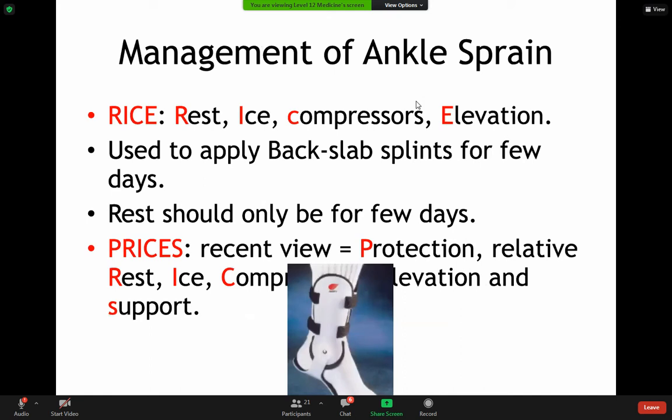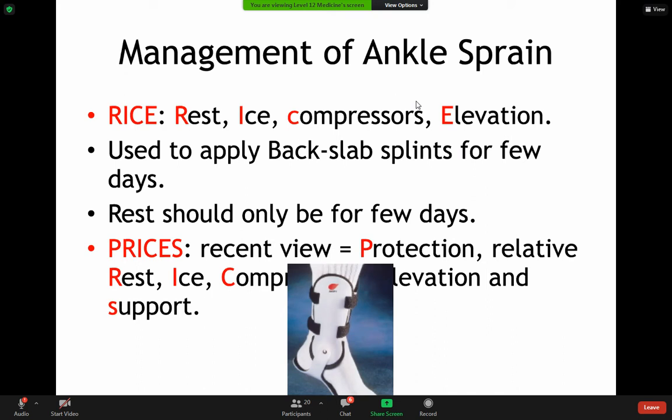How do we manage these? We used to say that the ligament is treated with what is abbreviated as RICE: rest, ice, compression, and elevation. We used to apply a back slab splint for a few days. So we still do this. We can also use something like in the picture here, a protective brace instead of a back slab. You should not rest the patient's ankle more than a few days. So a week to 10 days is the maximum.